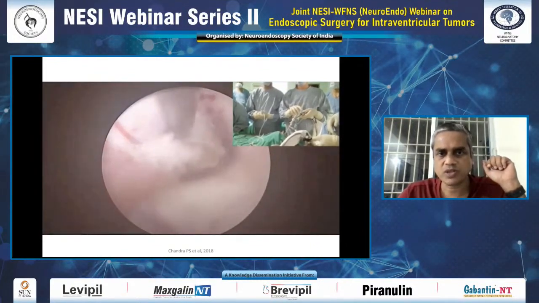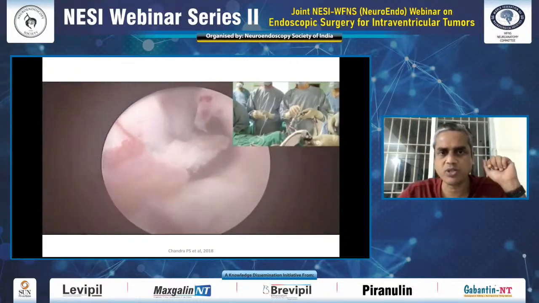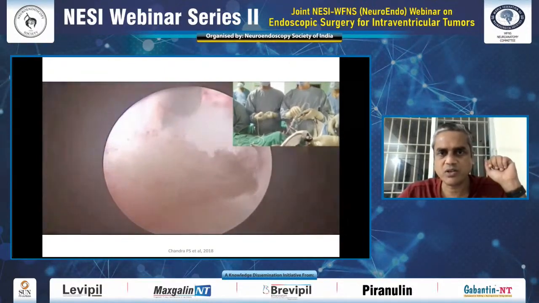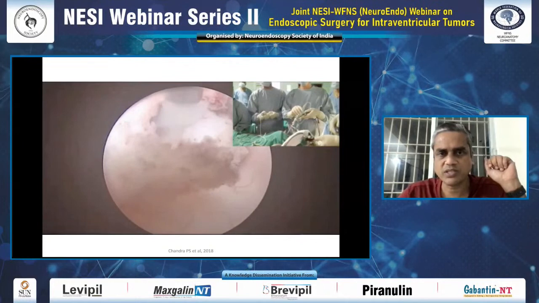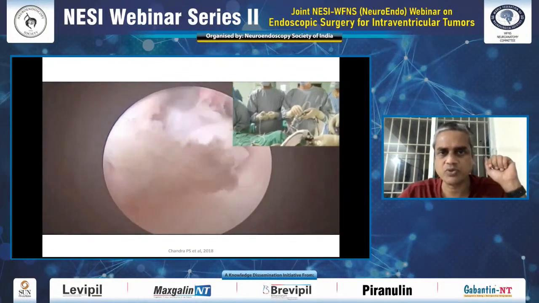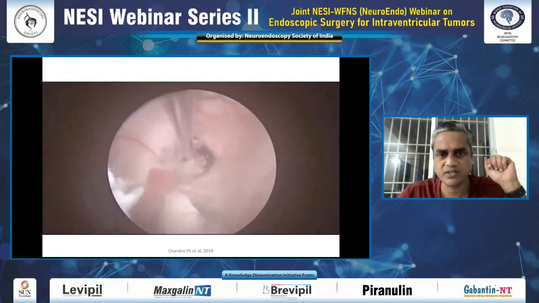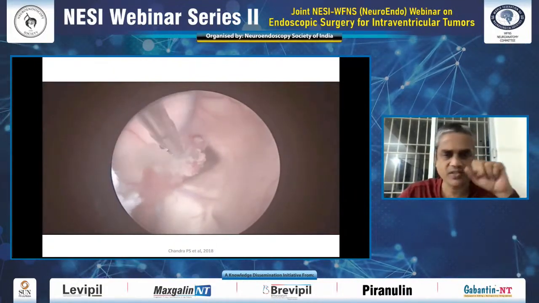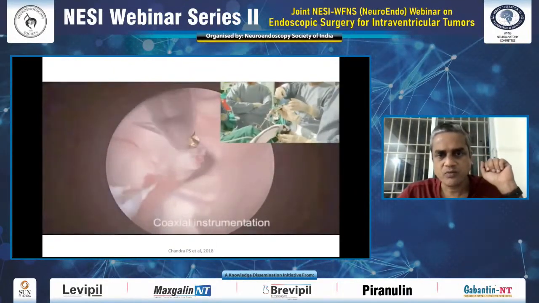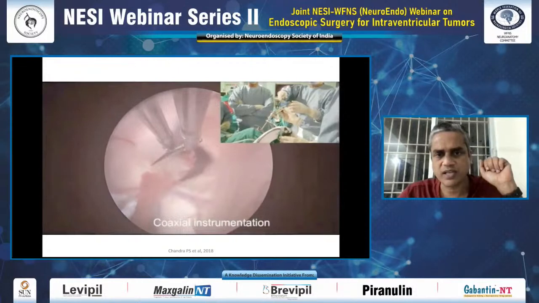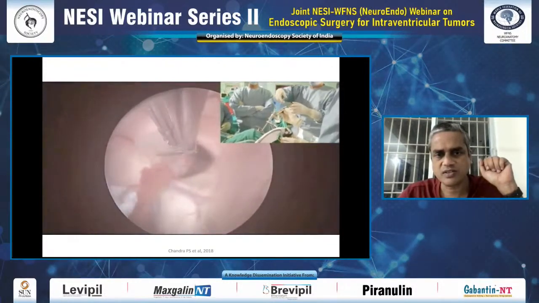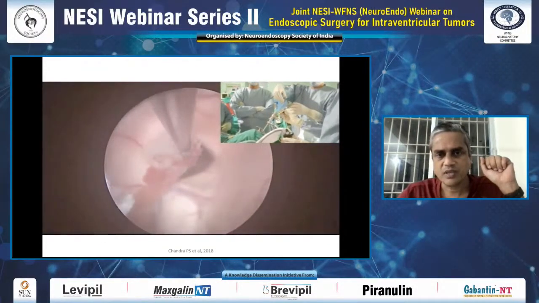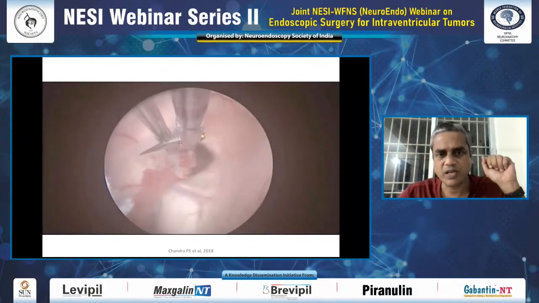tool so as to suck away all the viscous material, which is very important, because if this viscous material goes into the rest of the ventricle, it can predispose to the formation of hydrocephalus at a later stage. So once the entire viscous material is removed, that is the time when we introduce a second instrument, which is a scissors, and cut off the cyst wall at the level of the pedicle.